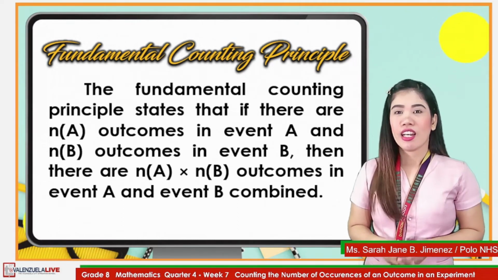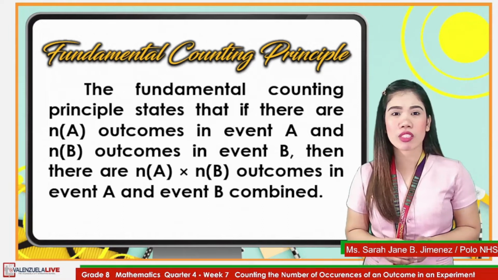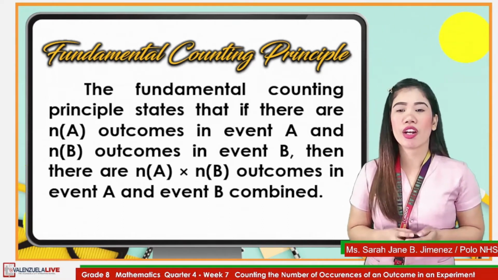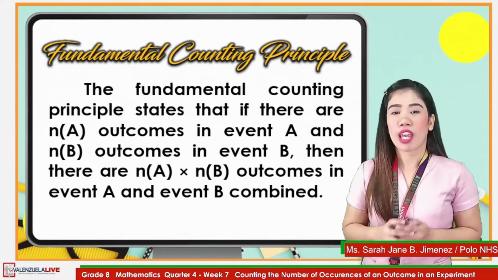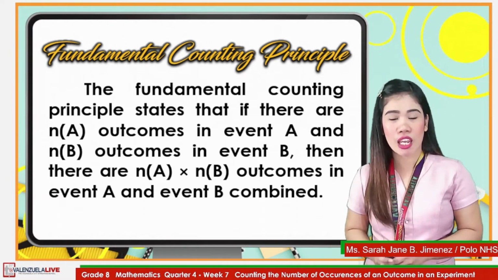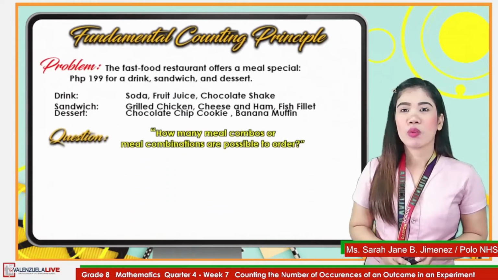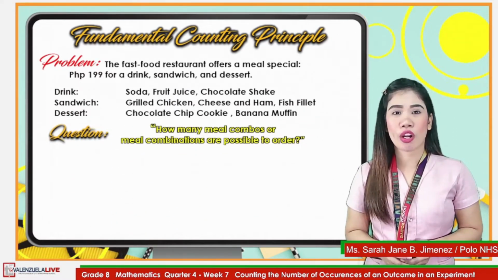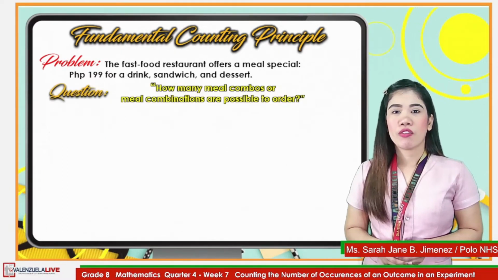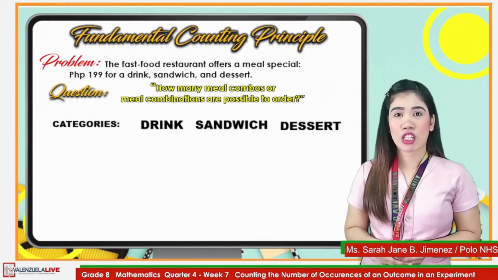Using this idea, we will be able to take the same information and calculate the total outcomes using a simple calculation. The principle states that if there are a number of outcomes in event A and a number of outcomes in event B, then there are the number of outcomes from A times the number of outcomes from B in event A and event B combined. Going back to the problem, we have 3 different categories or events. For the categories, we have drink, sandwich, and dessert.